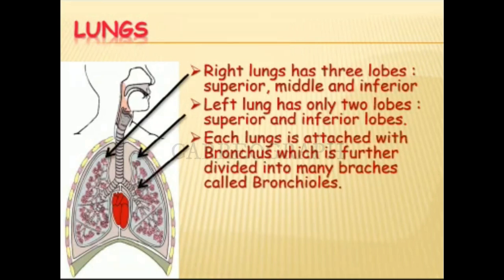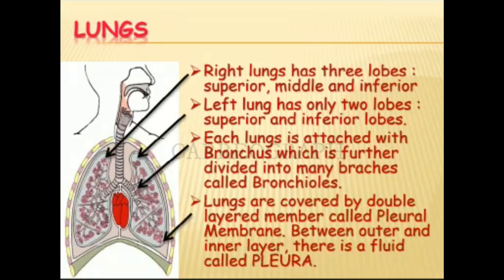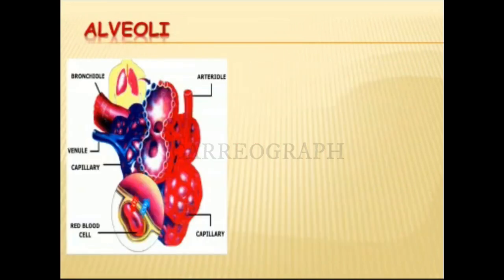And each lung is attached with bronchus, which is further divided into many branches called bronchioles. And this lung is covered by a double layer membrane called pleural membrane. Between outer and inner pleural membrane, there is a fluid called pleura. Friends, here we have seen that in the lungs, bronchus is divided into many bronchioles, and in each bronchiole there is a structure. This structure is called alveoli.